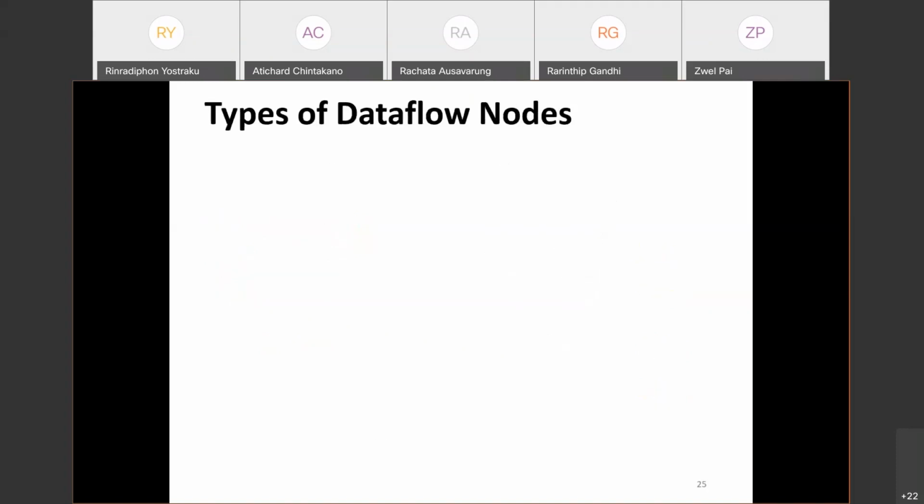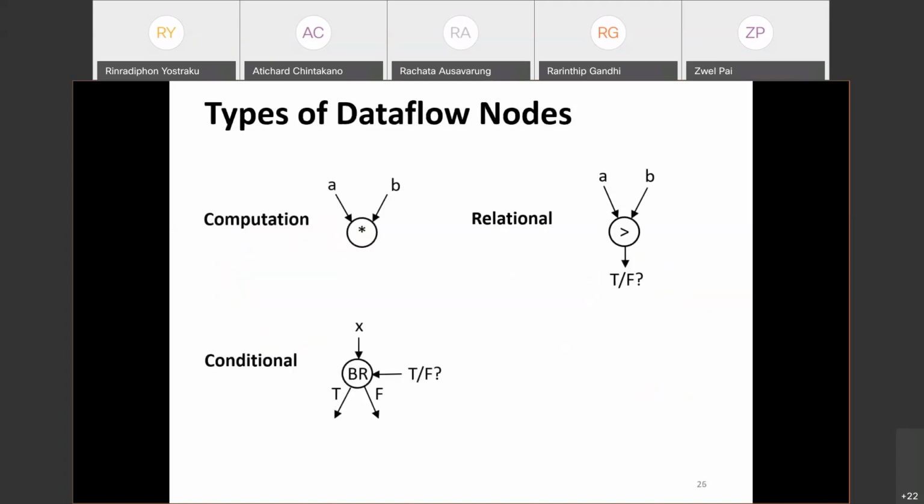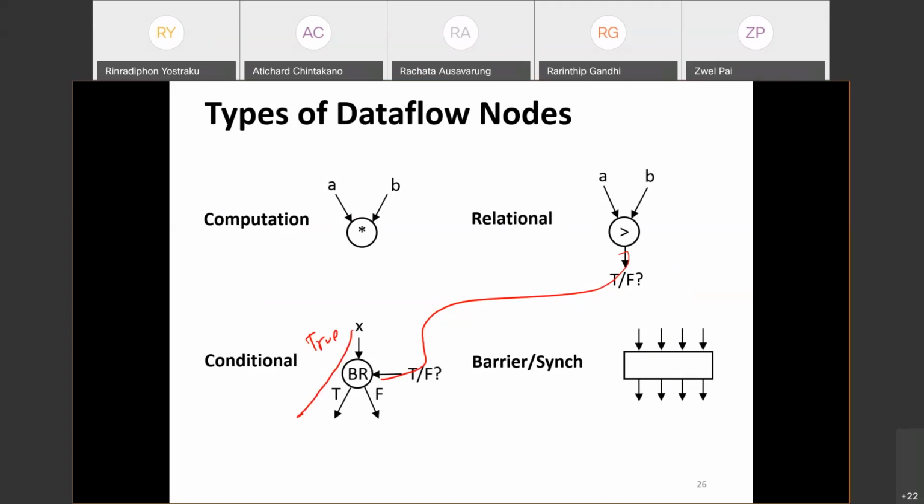And let me talk about some types of data flow nodes a little bit before we go to one of the examples. I'm going to show you how you can write a data flow model. You can have things like a compute node, relational, like you have A and B inputs, right? You compare A and B, it produces either true or false, which then can be fed into another node like this, right? You connect them together. You have a branch. If this is true, then send X to here.